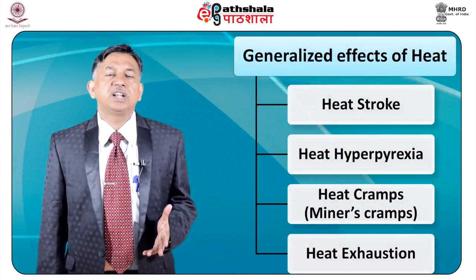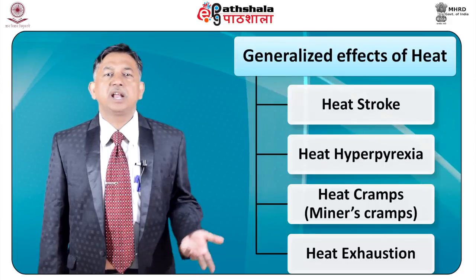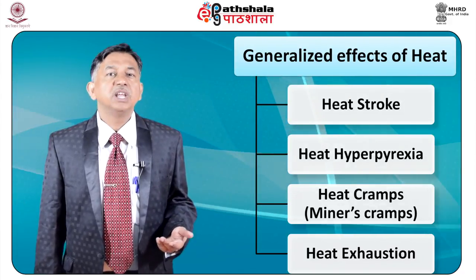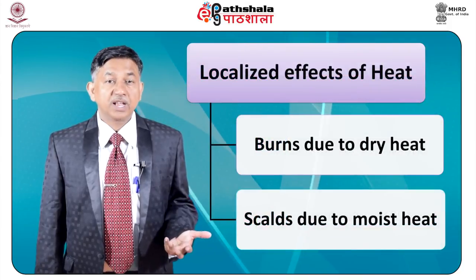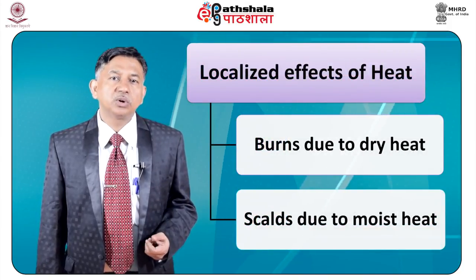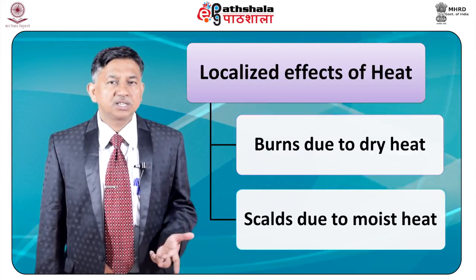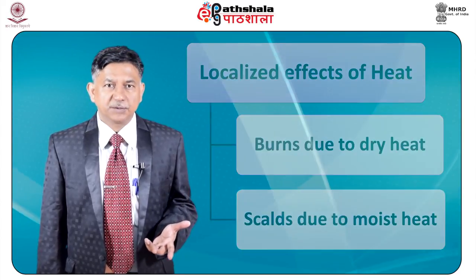Generalized effects of heat are heat stroke, heat hyperpyrexia, heat cramps, also called miner's cramps, and heat exhaustion. Whereas the localized effects of heat include the burns, which are produced due to dry heat, and the scalds, which are produced due to moist heat.